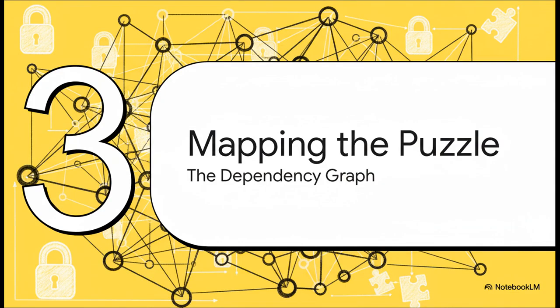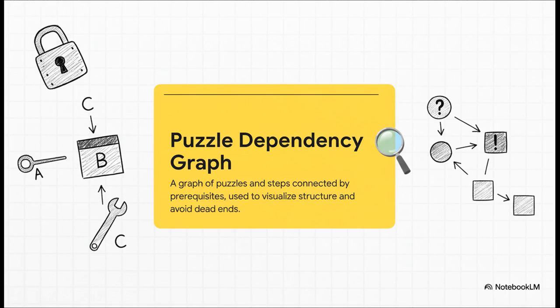Okay, moving on to mapping the puzzle, the dependency graph. So all four of these systems are built on top of something else, an invisible architecture that structures the whole experience. It's like a hidden map. And trust me, understanding this map is the key to designing good puzzles. It's called a puzzle dependency graph. Now, this isn't a map of the physical room, it's a map of the logic. It answers that one crucial question: what depends on what? You need key A to open box B to get tool C. This graph just lays out that whole flow for the designer so they can see it all at once.